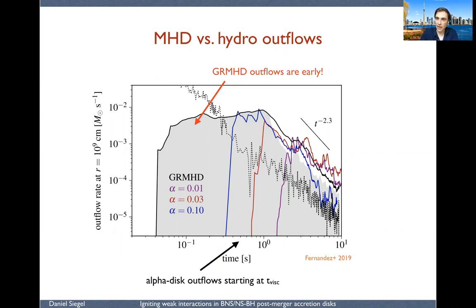So these GRMHD outflows are fairly fast. They occur fairly rapidly, and you eject roughly half of the total ejecta mass over the first few hundred milliseconds. And then the second part comes out later, toward a timescale of a second or so. And these late time outflows can be of viscous nature, comparable to what you would get in an alpha disk simulation. And indeed, you can see this here in this plot. These hydro outflows tend to be very late. So if you were not to include GRMHD, you would get outflows, but it would take at least a viscous timescale, which is on the order of a second for these systems, for some outflows to show up. And so that's the crucial difference here.